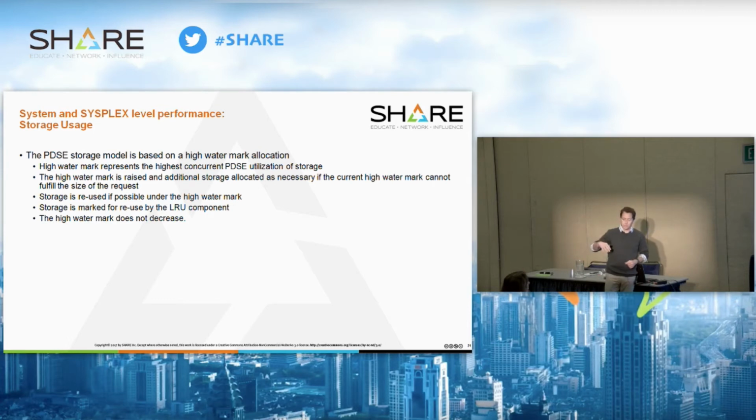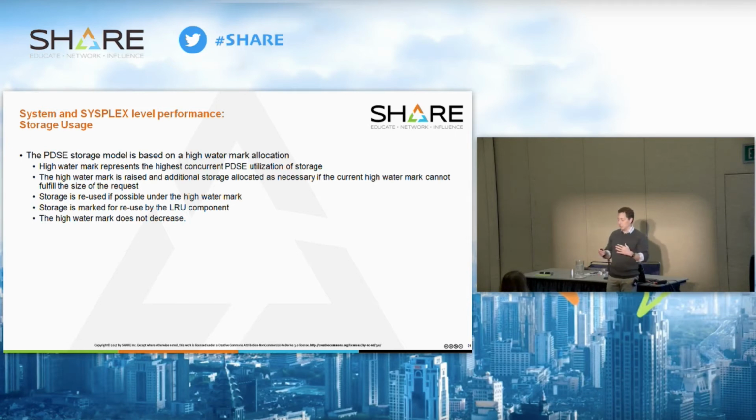Now let's move along to PDSE storage usage. The PDSE storage usage model is what we call a high watermark model. So we will allocate storage as much as we need up to what we call a high watermark. As concurrent utilization decreases, we won't unallocate that storage, but we'll continue to reuse storage underneath that high watermark. And the reason for this being our strategy, effectively, is that PDSE is integral to your system's running.